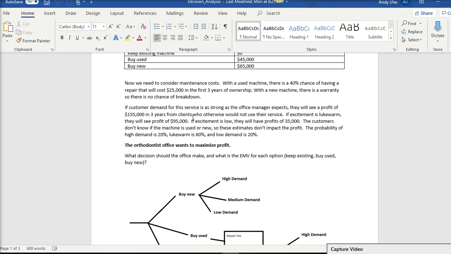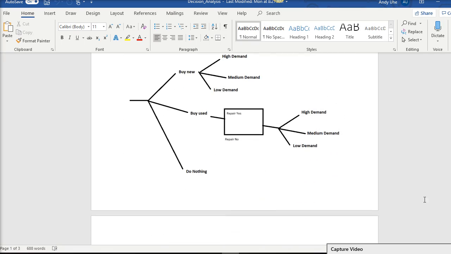Now, why would they buy this machine? They expect, if there's high demand for it, their excitement for 3D images of their teeth, they'll get $155,000. If that's lukewarm excitement, they'll get $95,000 in additional sales. And if excitement is low, they'll get profits of $35,000 in addition. The probability is 20% high demand, 60% lukewarm, and 20% for low demand.